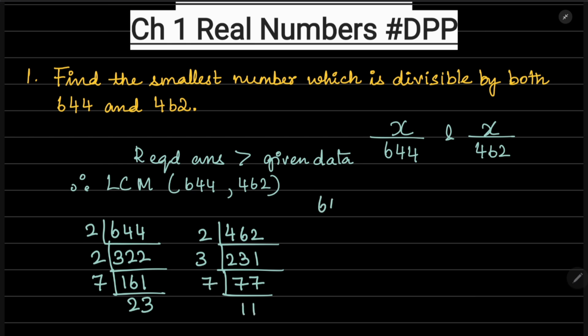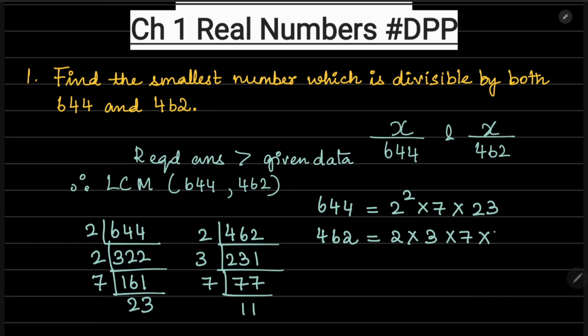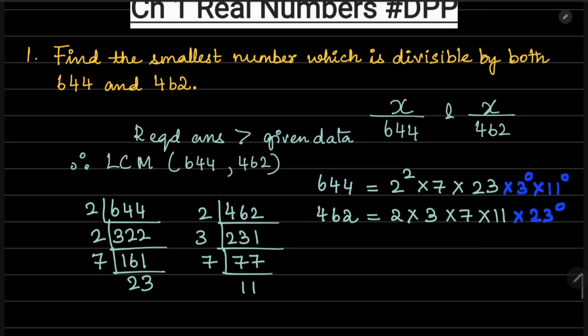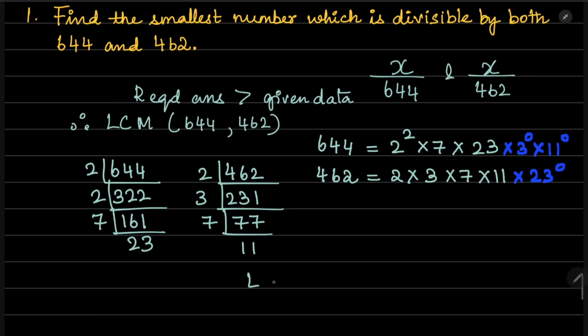So the prime factorization we get for 644 is 2 square multiplied by 7 multiplied by 23. And for 462, it is 2 multiplied by 3 multiplied by 7 multiplied by 11. Now I am going to make the factors equal. I do not have a 3, so I'll write 3 to the power 0 and also add 11 to the power 0 in the first number. In the second number, I do not have a 23, so I'll add a 23 to the power 0 to the second number.